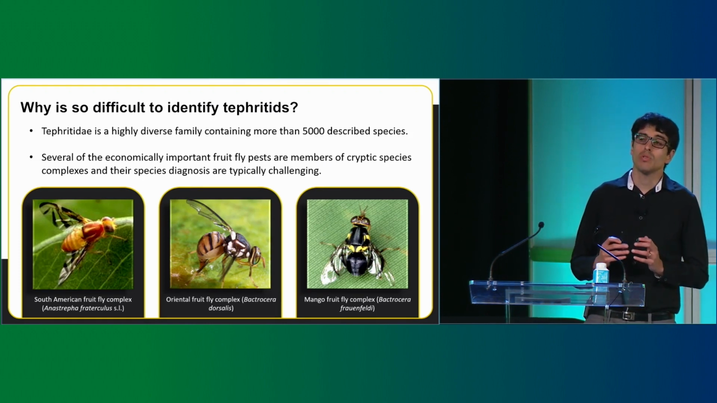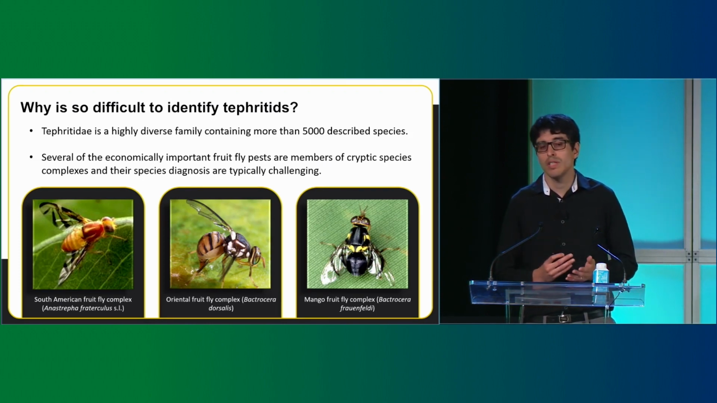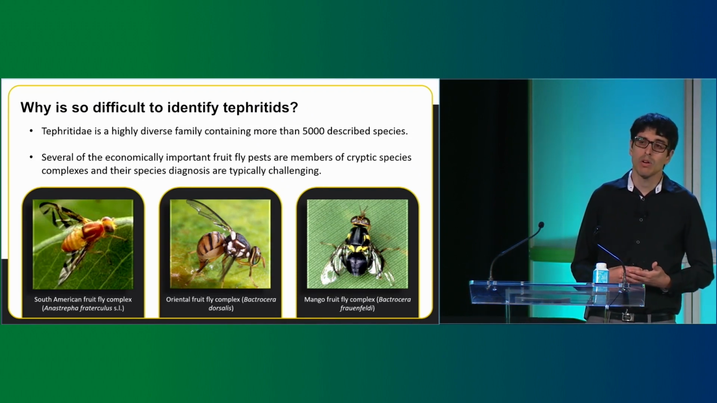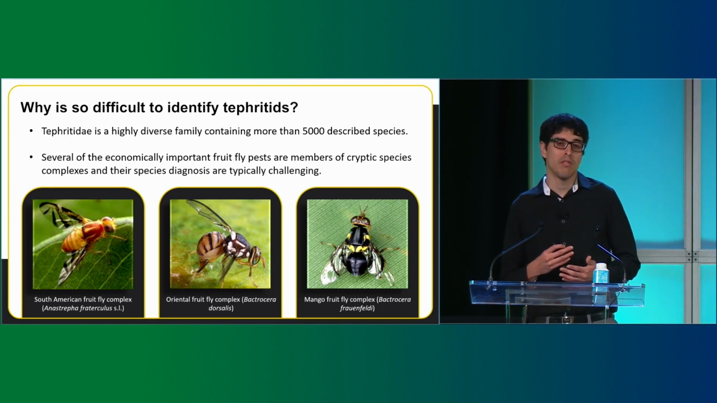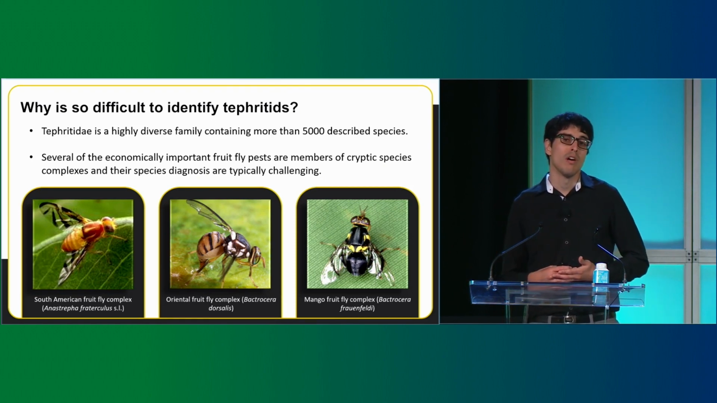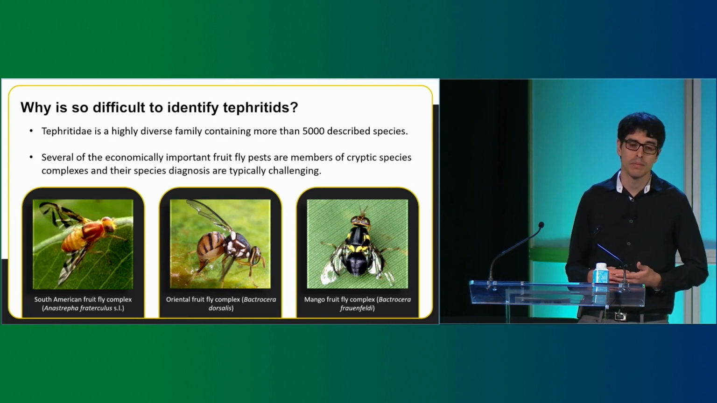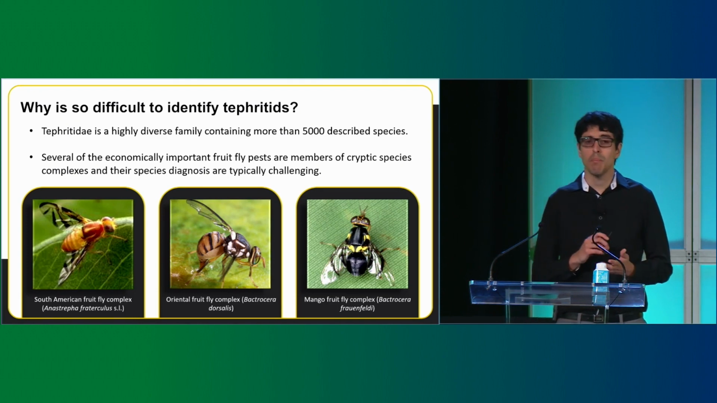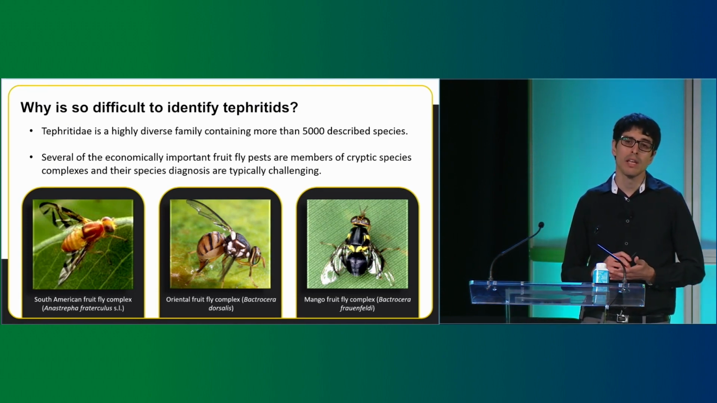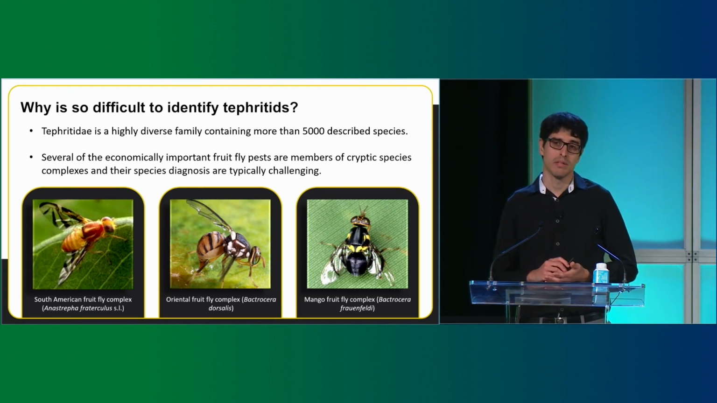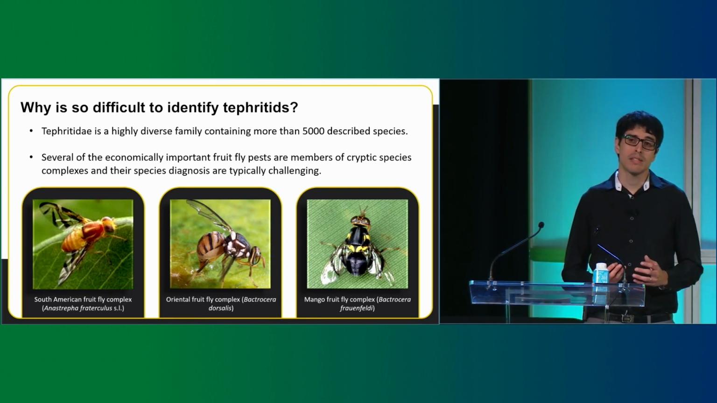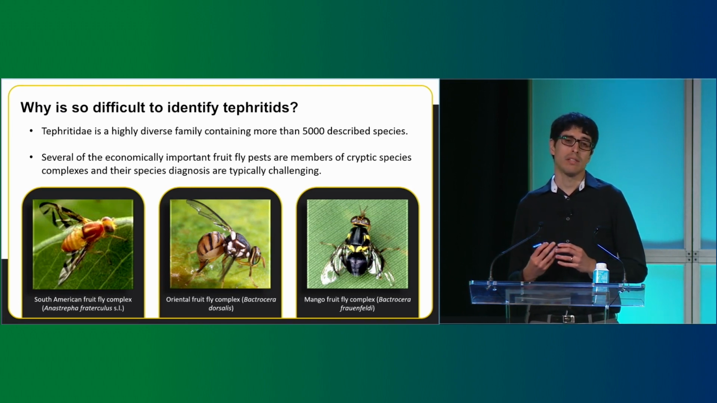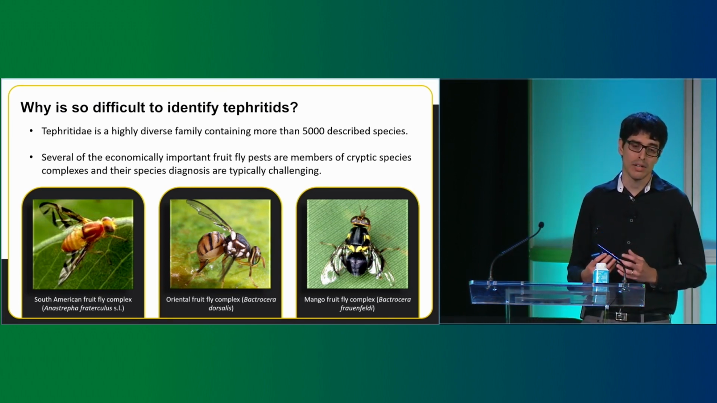And why is it so difficult to differentiate one species from another? The first reason is because this family is very diverse, with more than 5,000 described species. And the other reason is because most of the pests are classified inside species complexes. That means that they share many morphological characteristics and the identification is very hard.